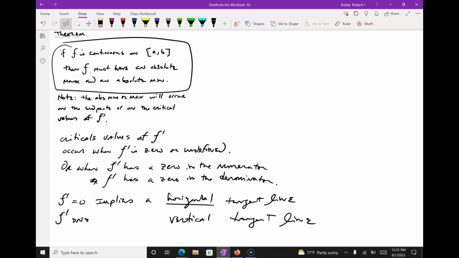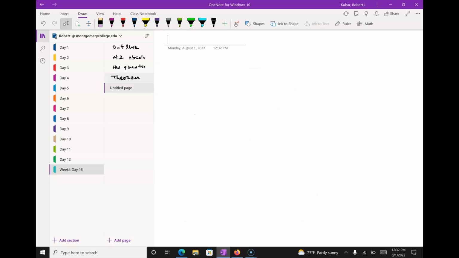Vertical tangent line. So let's look at a step by step. We ready? Yeah? And it won't make a lot of sense till we do a problem, but we'll do a bunch today. I guess we want to make sure the theorem applies.